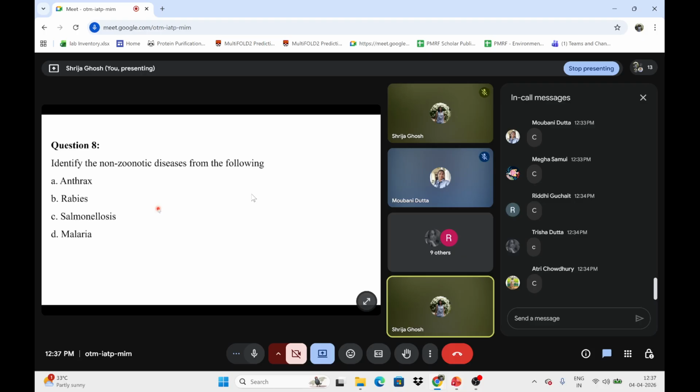Okay. Moving to the next question. Identify the non-zoonotic disease from the following. Options are option A, anthrax, option B, rabies, option C, salmonellosis, and option D, malaria. Anthrax, rabies, salmonellosis, and malaria. Identify the non-zoonotic disease.